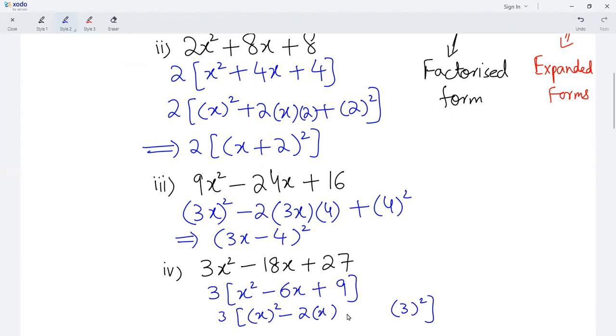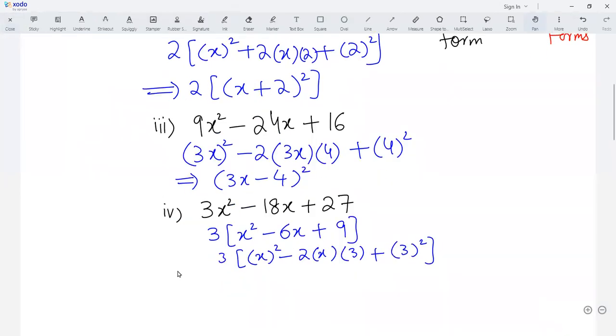So we have to write down like this. And b will be 3. So it's proved. 2 times 3 is 6, and x will be multiplied. It will be 6x. So what's the final step of it? The final step of it will be 3 multiplied with x and minus 3 whole squared.